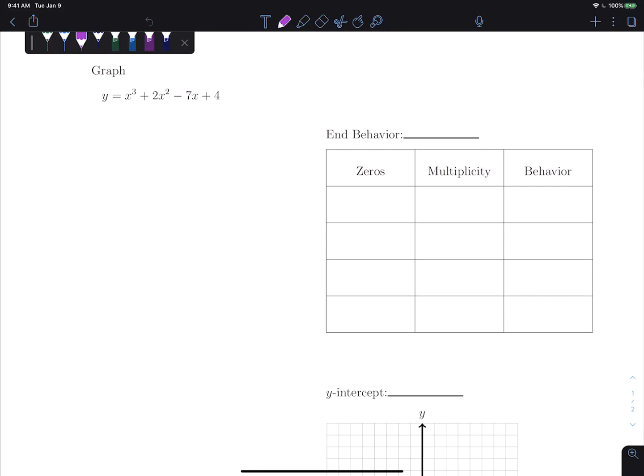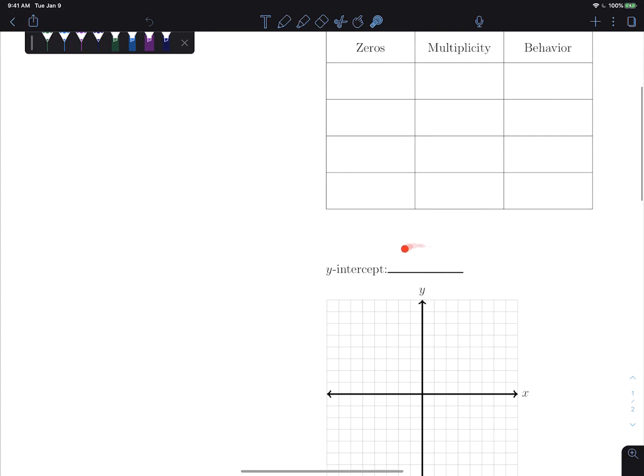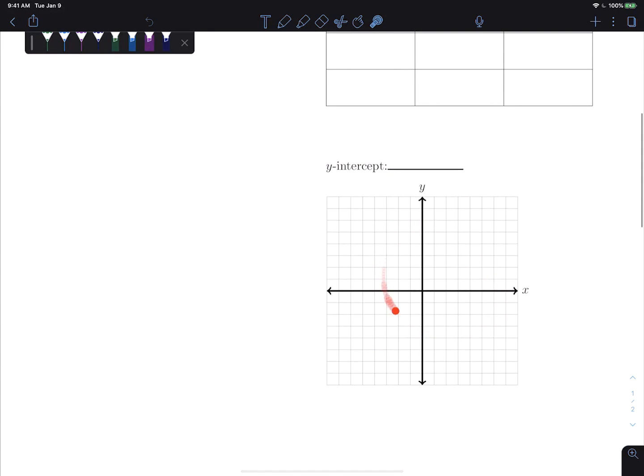Hello. In this video, we want to graph y equals x cubed plus 2x squared minus 7x plus 4. Here's the thing. We're not told pretty much anything about this. We want to find, though, the end behavior, all the zeros, find the y-intercept, and then graph.